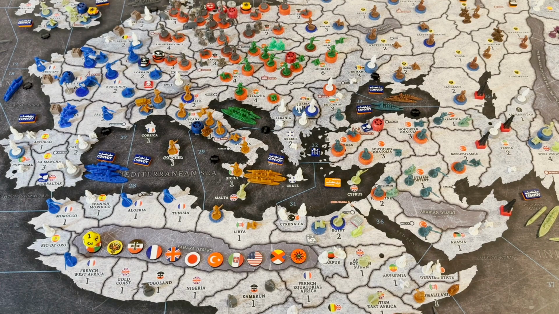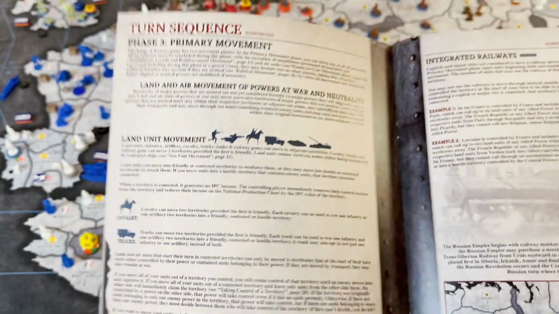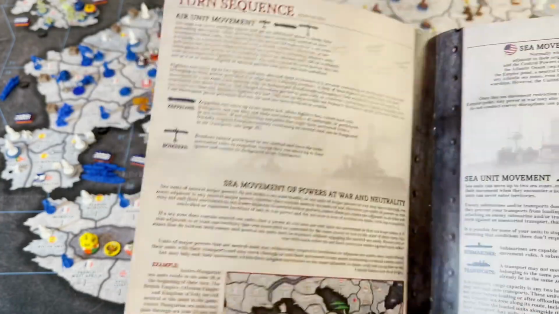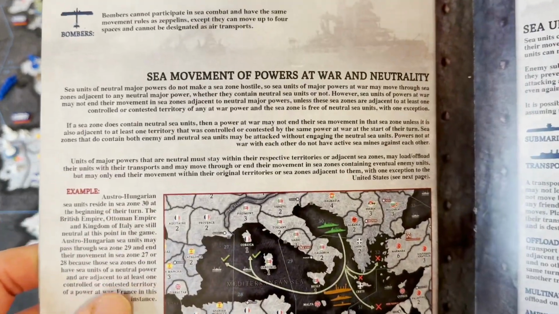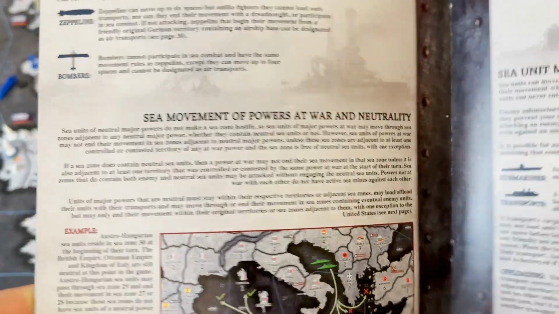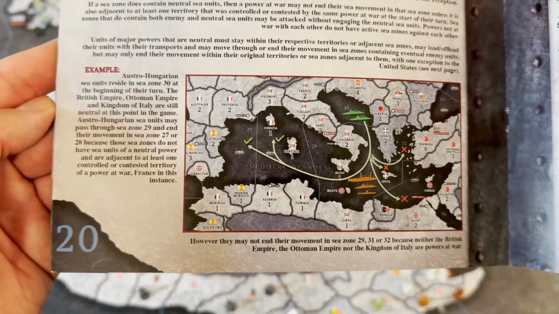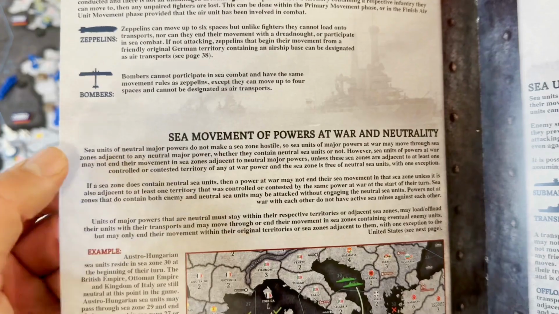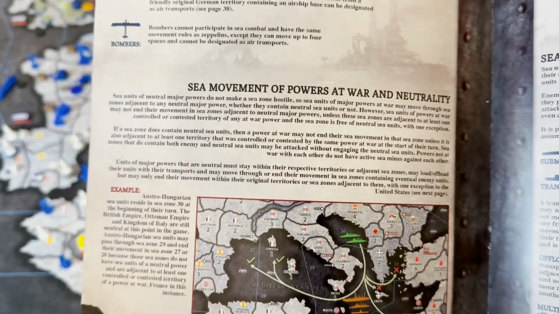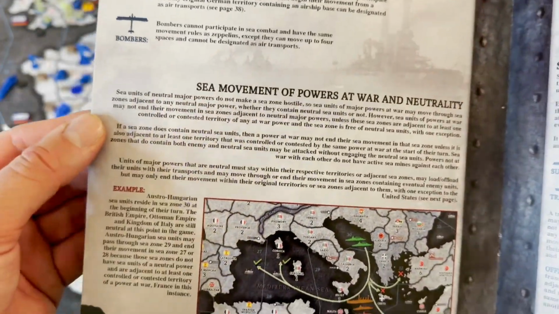So what I'm going to get into mostly then is this portion, the sea movement of powers at war and neutrality. This has a lot more caveats. And we have a good example down here. I read off the previous portion, so I'm going to read off this portion too.